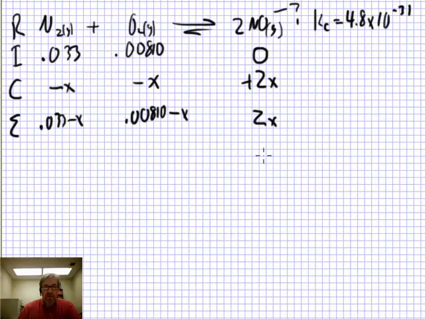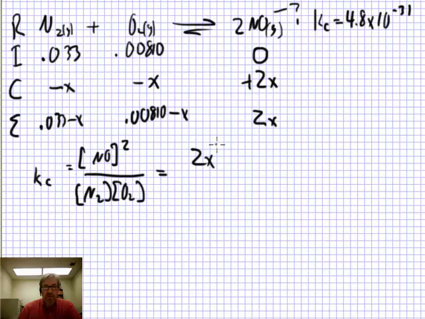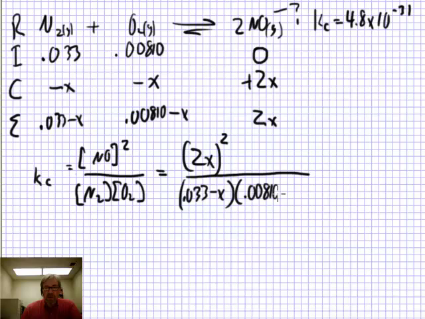So Kc is equal to the concentration of NO squared divided by the concentration of N2 to the 1 power times the concentration of O2 to the 1 power. But in terms of our chart, that means 2X squared in the numerator, because that's the concentration of NO at equilibrium, divided by 0.033 minus X to the 1 power times 0.00810 minus X to the 1 power for the concentration of O2. And this is all equal to 4.8 times 10 to the negative 31st. So this is one equation with one unknown, and it's solvable.